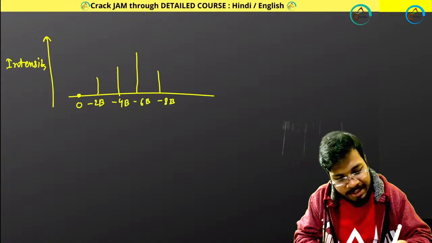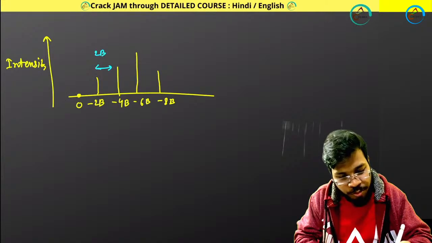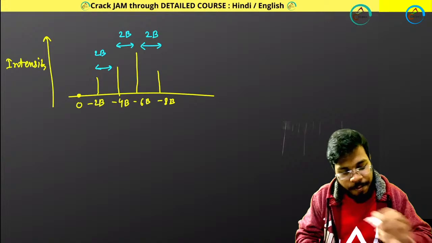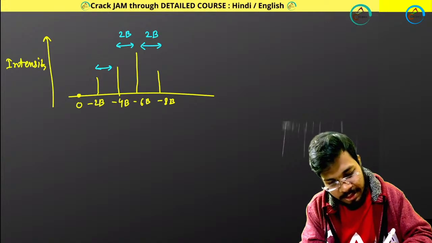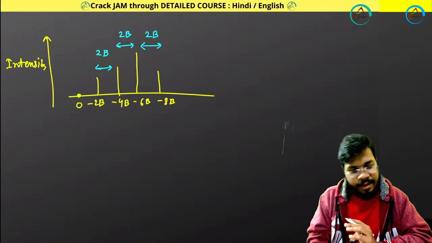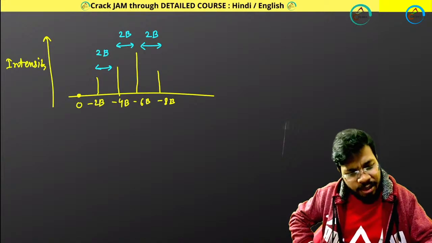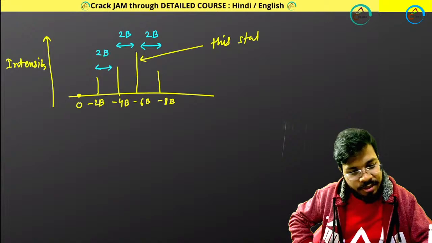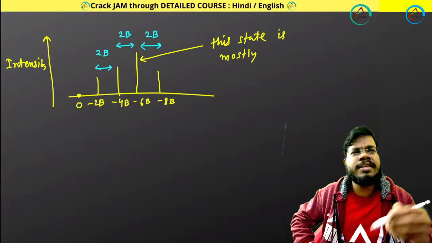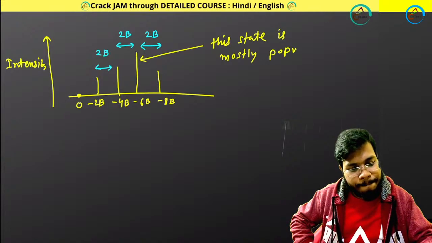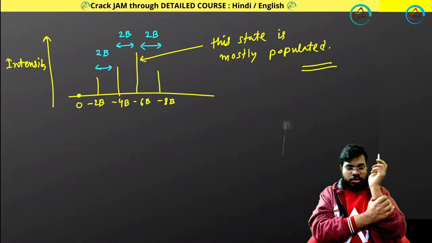So what is the energy gap here? Here the gap is 2B, here the gap is 2B, here the gap is 2B. Clear? This is your energy gap. So here also again this state is mostly populated. That's why its intensity is high. So that's the thing about emission spectra.